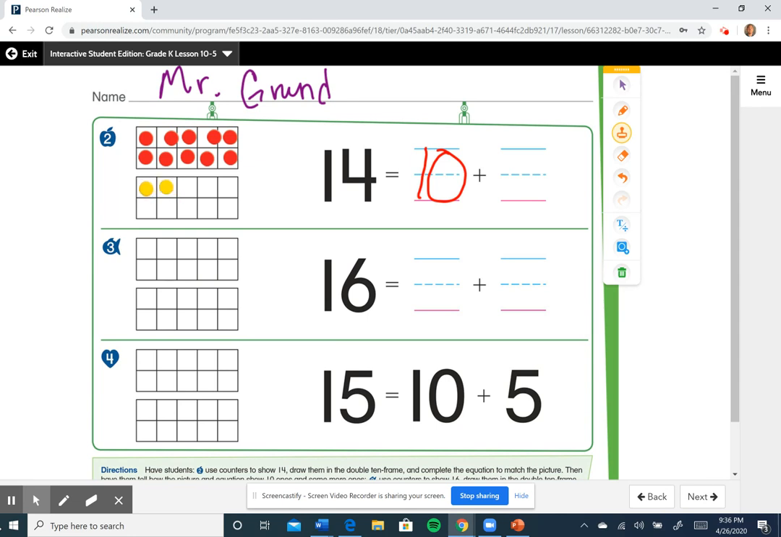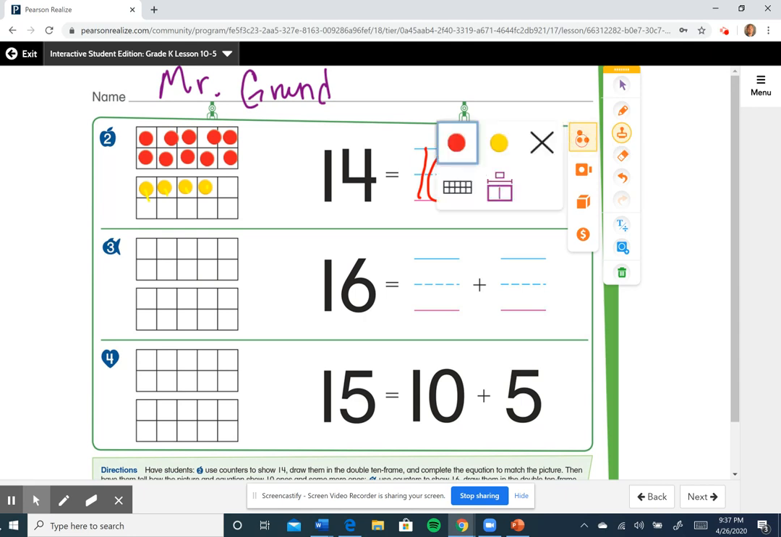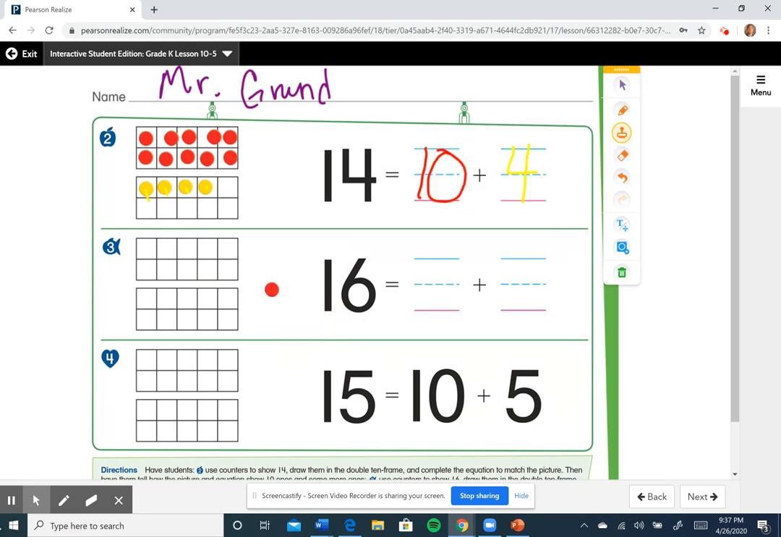11, 12, 13, 14. Perfect. And how many did we add? 1, 2, 3, 4. Awesome. Now we have 16, and 16 is bigger than 10. So I know this first 10 frame is completely filled.